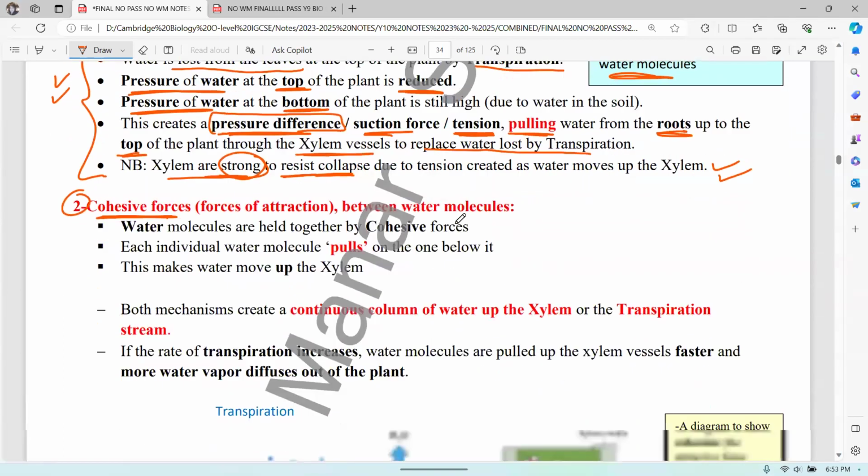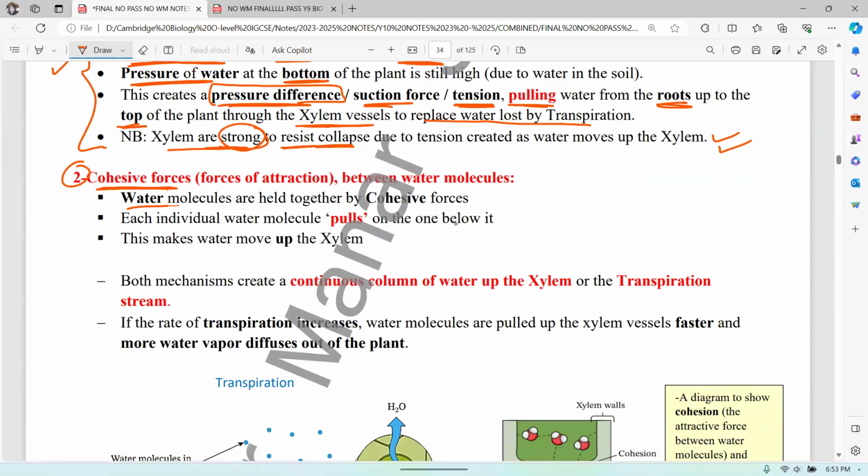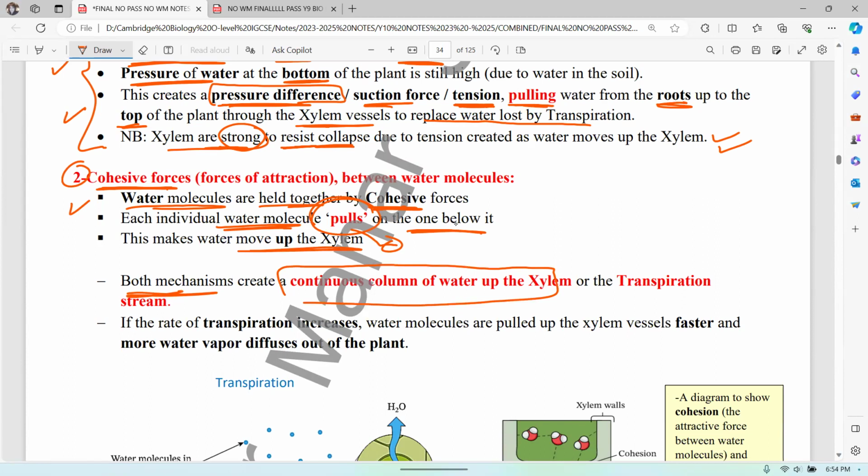Point 2, forces of cohesion. The water molecules are held together by cohesion forces, and this helps water to pull water molecules below it. Each individual water molecule pulls on the one below it. As long as pull is in red, then it's important. This makes water move up the xylem. Both mechanisms, in other words, point 1 and point 2, create a continuous column of water up the xylem, or the transpiration stream.